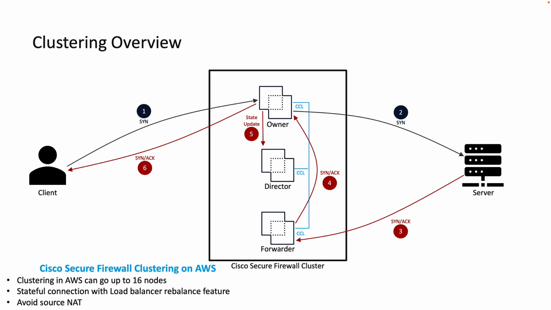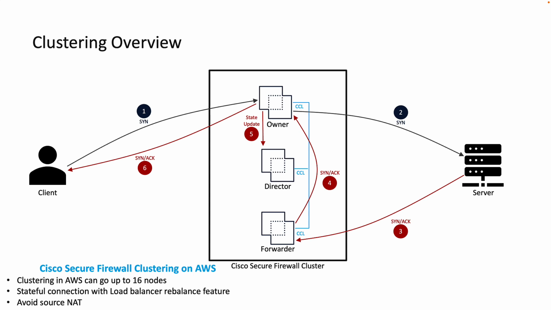So when your firewall cluster receives a packet, the node that receives the packet the first time becomes the owner of the connection. The director is responsible for looking up any request coming from the forwarder, so that it can look up the session owner and forward your traffic back to the owner if there is any asymmetric traffic. In this example, what you can see is SYN is received on node 1.